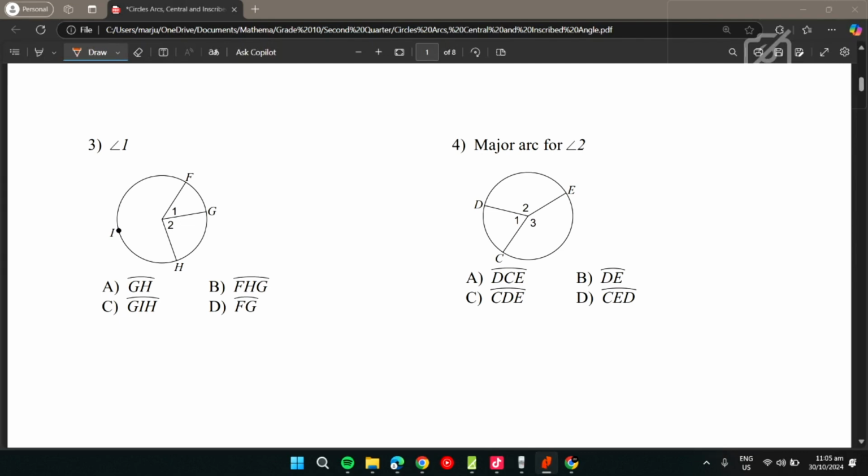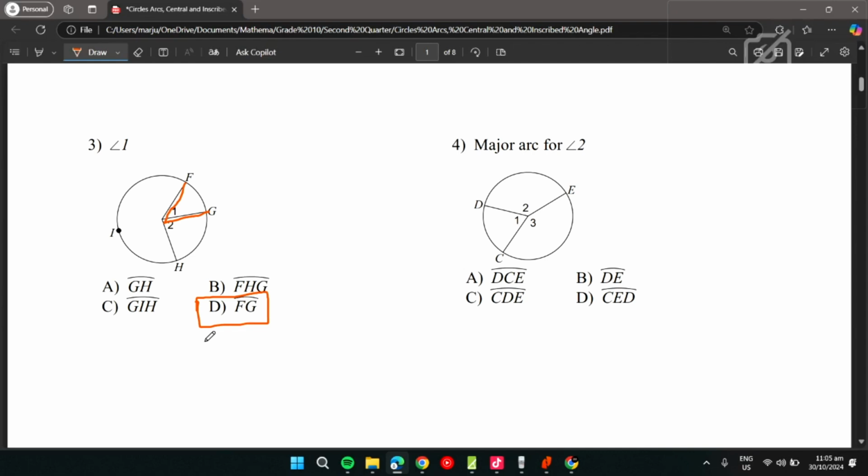Angle 1. Where is angle 1? This is angle 1, right? So, what arc did we form? That's letter D, right? Arc FG. Alright? What about number 4?